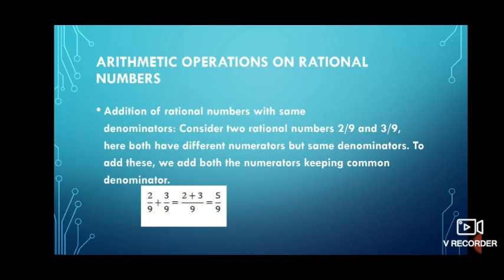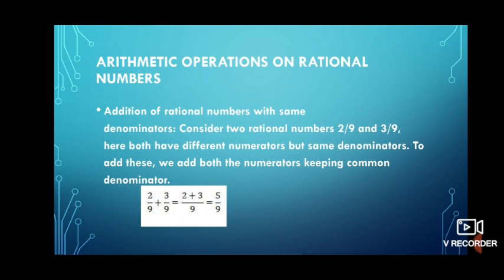Next, arithmetic operations on the rational numbers. Here we are going to see basic arithmetic operations. What are those 4, children? One is addition, subtraction, multiplication and division. So now we are going to see those 4 operations, how to perform on the rational numbers.